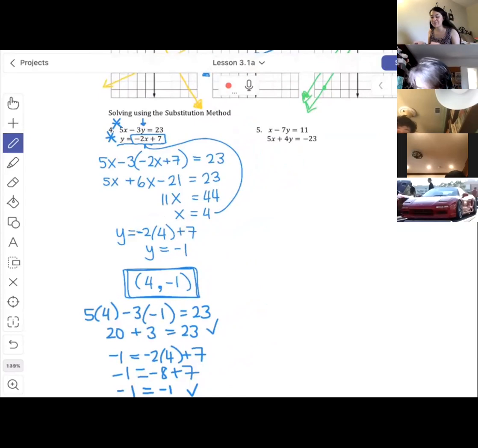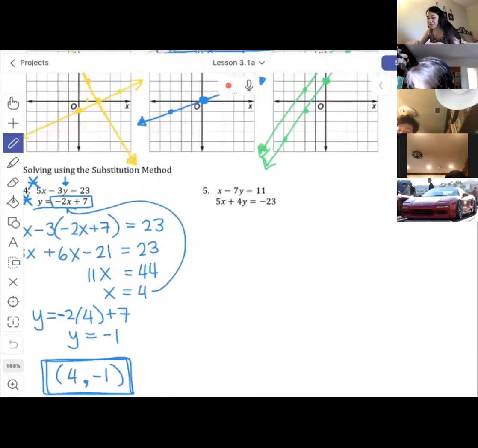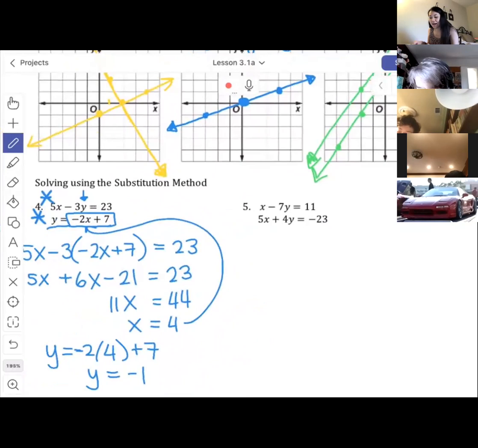All right, let's try number 5. It says use the substitution method still. So I need to use substitution. It was really nice when I solved for one of my variables in the last one, right? It was easy to substitute. The setup isn't quite as nice here. So what should I do?